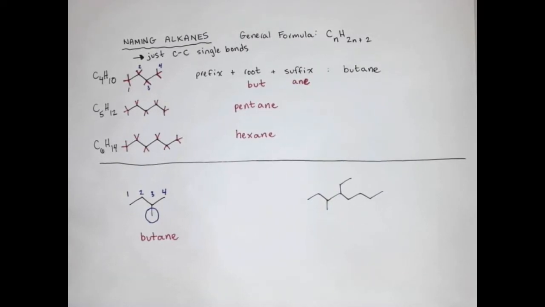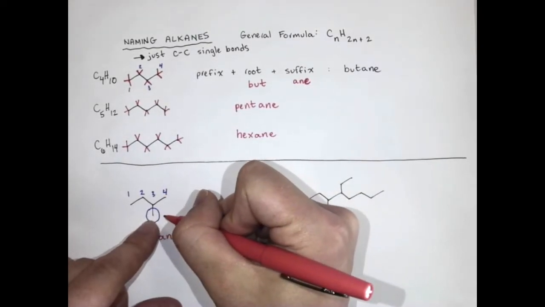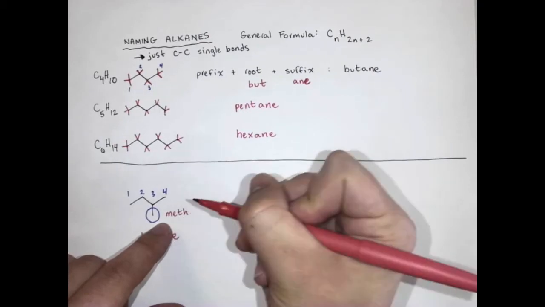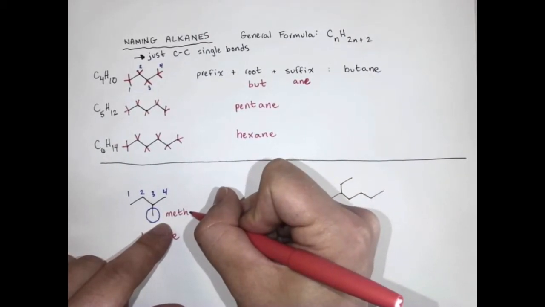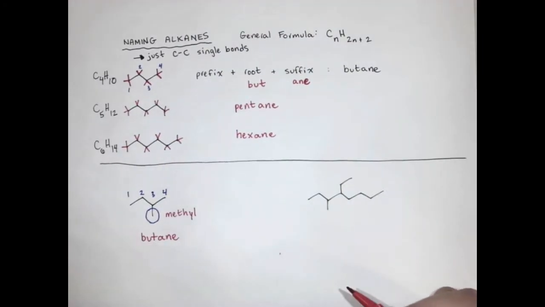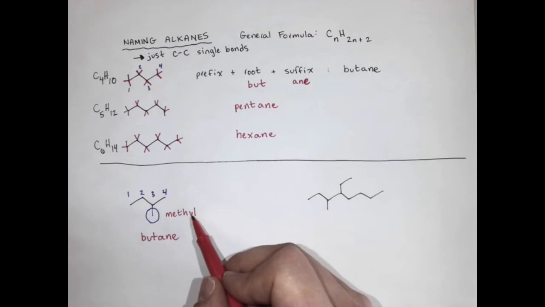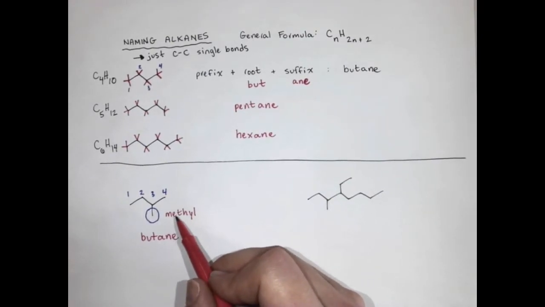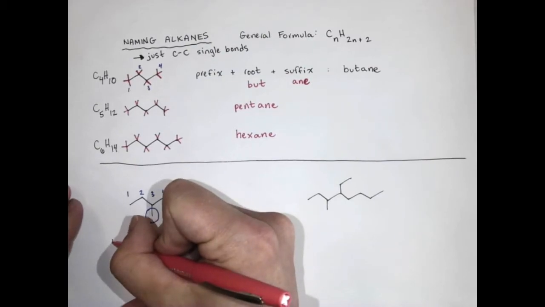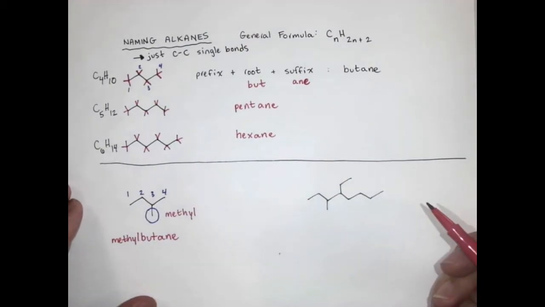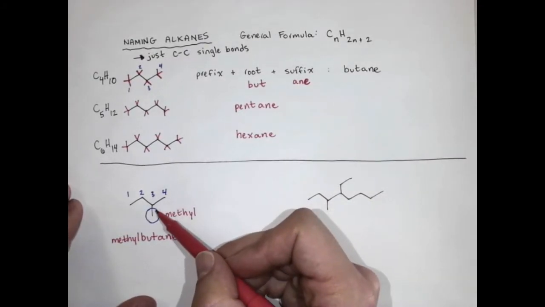Because there's 1 carbon in this branch, things that have 1 carbon in them have the root of meth. And because it's a branch, I add the suffix to the prefix, I know this is kind of confusing, of -yl, methyl. So a methyl group is a 1 carbon branch coming off of the main chain. So I would call this methylbutane. But that's not enough information because I actually have to indicate where it comes off the branch. What carbon on the main branch is it attached to?